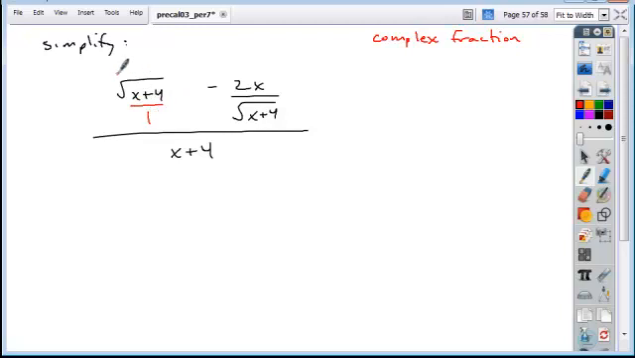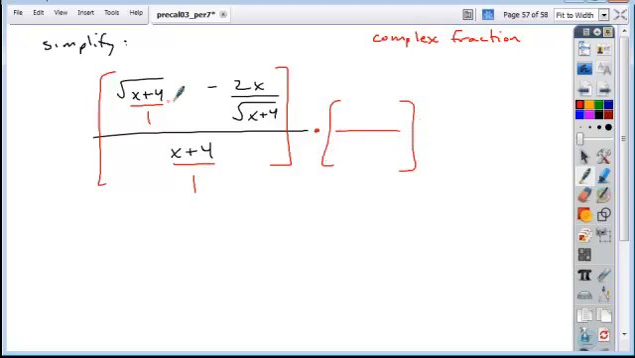Okay, so if we use the second method, what we're going to do is treat this entire thing as a single fraction. Now remember, notice I put everything in fraction form, again to emphasize what gets multiplied by what. And we're going to multiply this whole thing by the LCD of every fraction involved. So a 1, which we don't need, a root x plus 4, and a 1. So this is our LCD right here. So we're going to multiply that over itself.